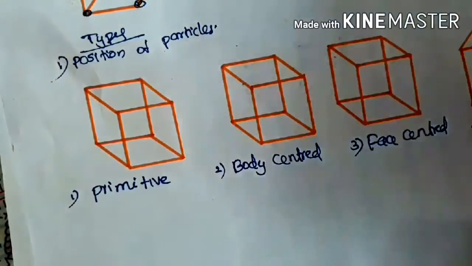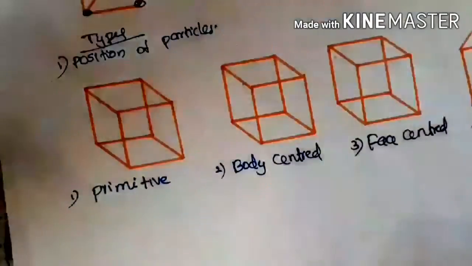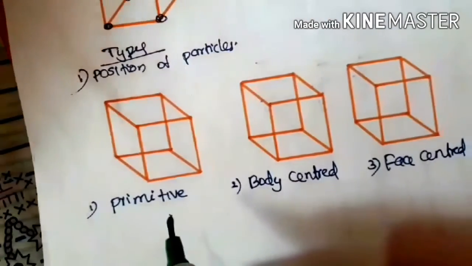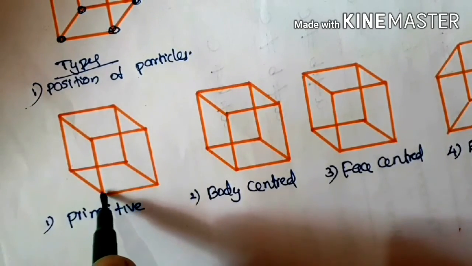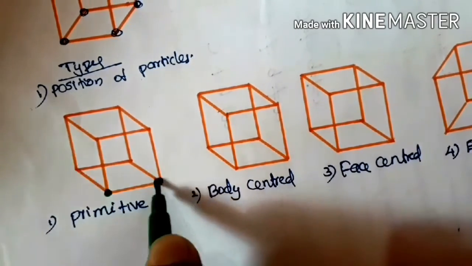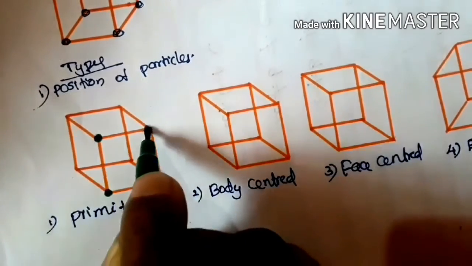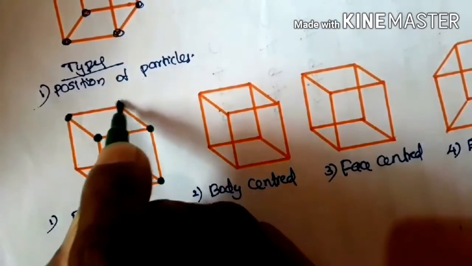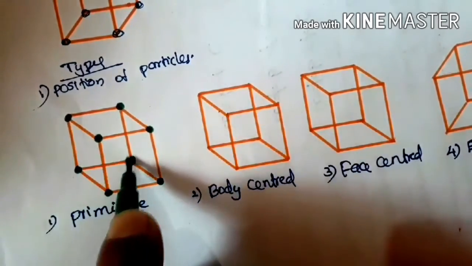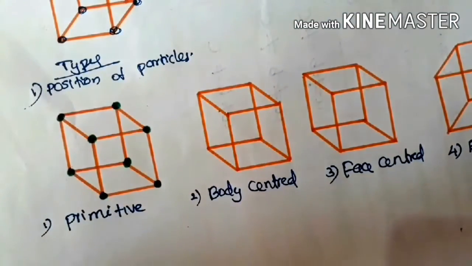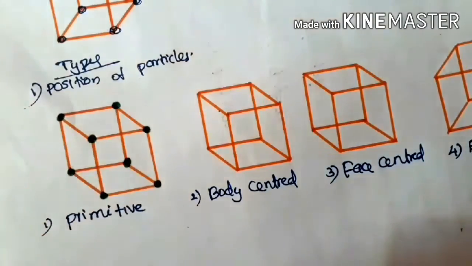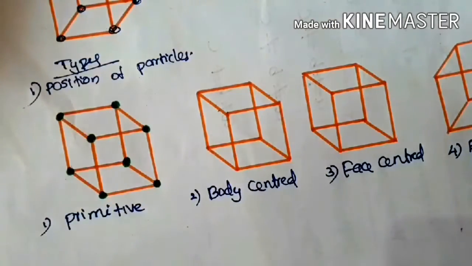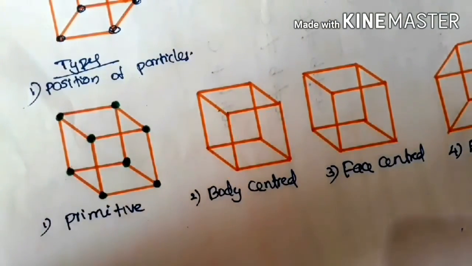Okay, next we can see the primitive. In a primitive unit cell, all the atoms are present in the corners. Here, atoms are present in all the 8 corners of the primitive unit cell. This is the simplest unit cell.